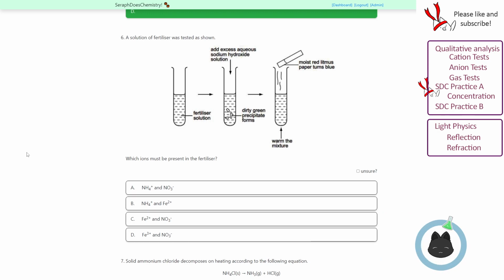The dirty green precipitate. So what does that tell you? Iron 2. Good. And then when you warm the mixture, red litmus paper turns blue. What gas is it? Ammonia gas. And in this case, got aluminium. Don't have aluminium.